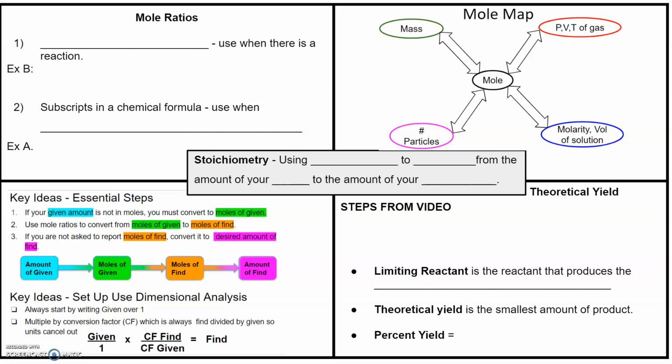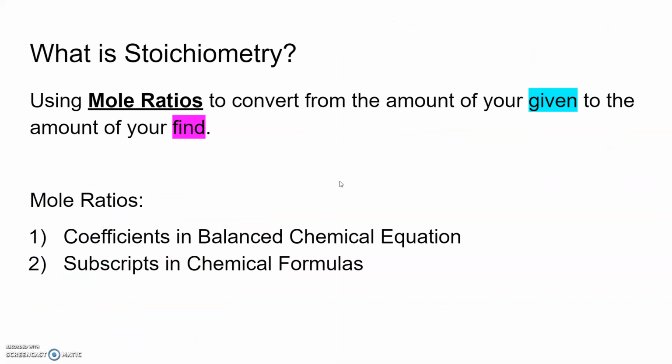Let's begin with a definition of stoichiometry, and for that definition, you're going to fill the information in this middle box here. So what is stoichiometry? Stoichiometry involves using mole ratios to convert from the amount of your given to the amount of your find.